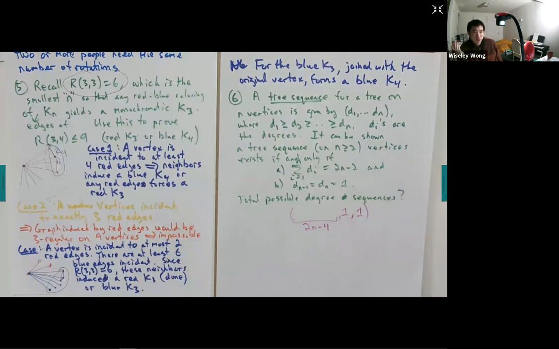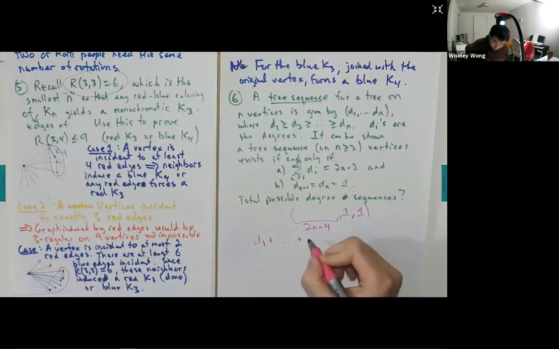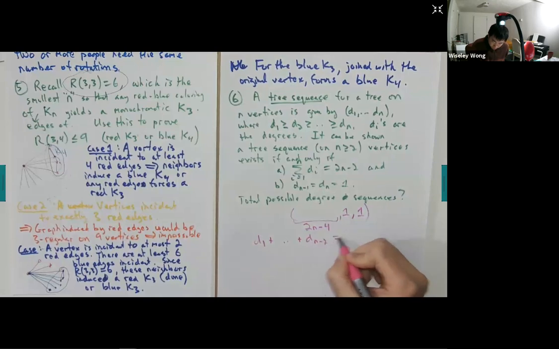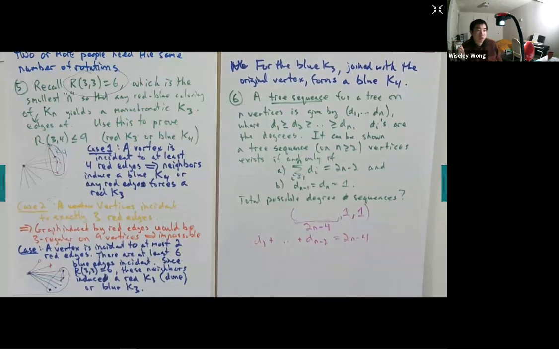So understand that we're looking for a sum of numbers to be equal to 2n minus 4, subject to the condition that it's a non-increasing sequence of positive integers. Therefore, all this question is looking at is partitioning the integer 2n minus 4 into exactly n minus 2 parts.